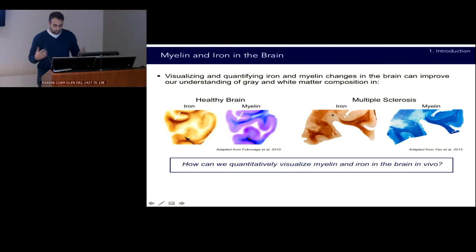However, these post-mortem stains, although they're nice, in MS we typically don't perform brain biopsies. So we'd like to be able to use quantitative MRI to identify these substrates in vivo in a reproducible manner.